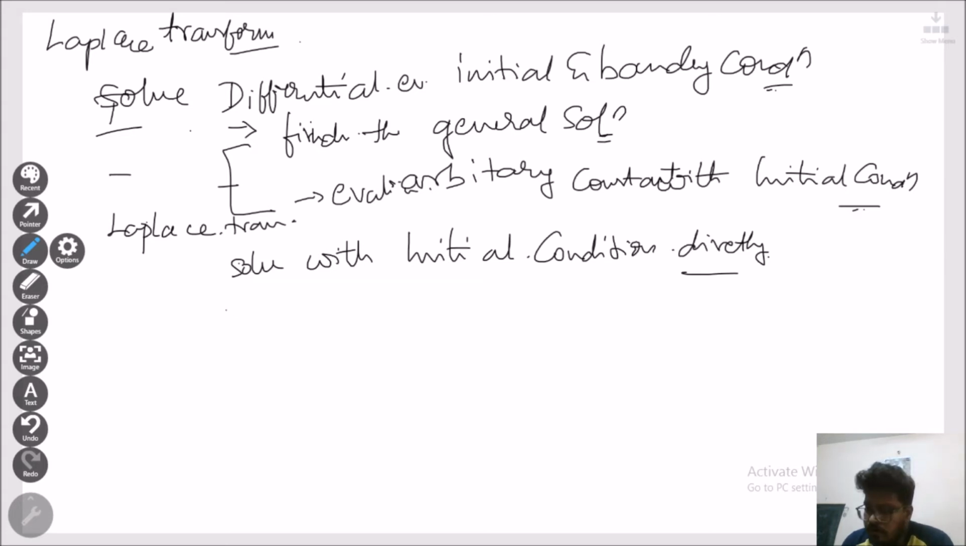But if you are not using the technique of Laplace transform, then you need to find the general solution first, then evaluating with the arbitrary constant. So with the use of Laplace transform, we eliminate these two steps and we directly solve by using the initial conditions. So now let's see what is the definition of Laplace transform.